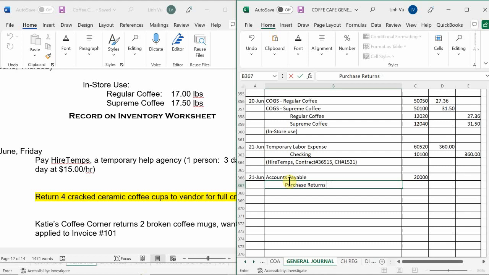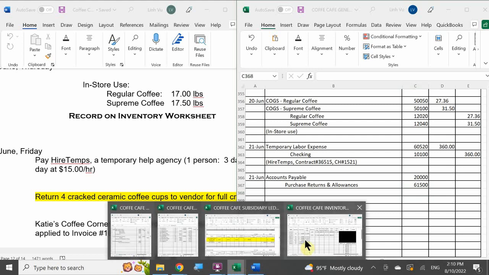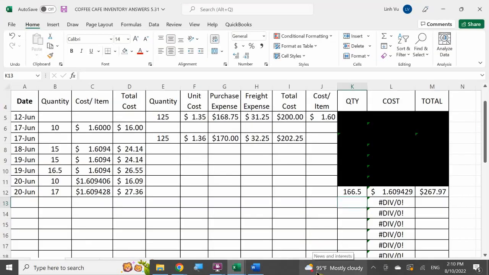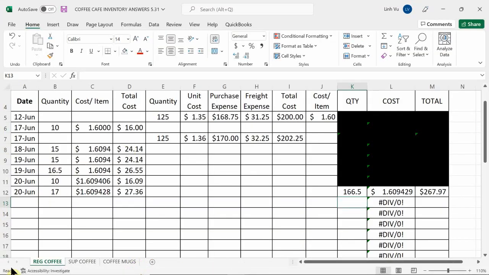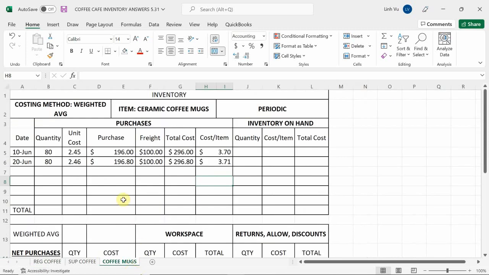I am sorry. I am really struggling with my keyboard today. Purchase returns and allowances, for account number 61,500. Now, in this case, assume that it's the last shipment that came in. Correct, because we didn't return it before. Okay. In this case, when did we actually receive our last batch of inventory? Yesterday. Yes, exactly. Yesterday on the 20th, right?